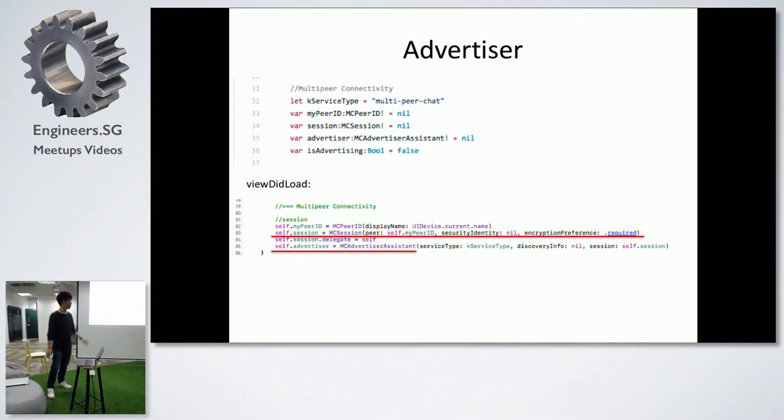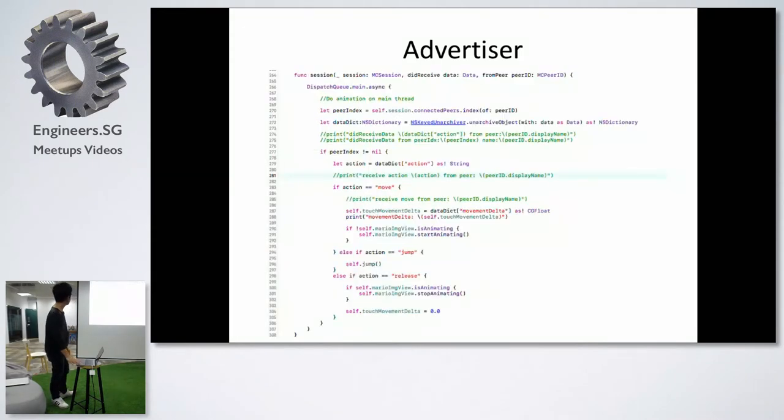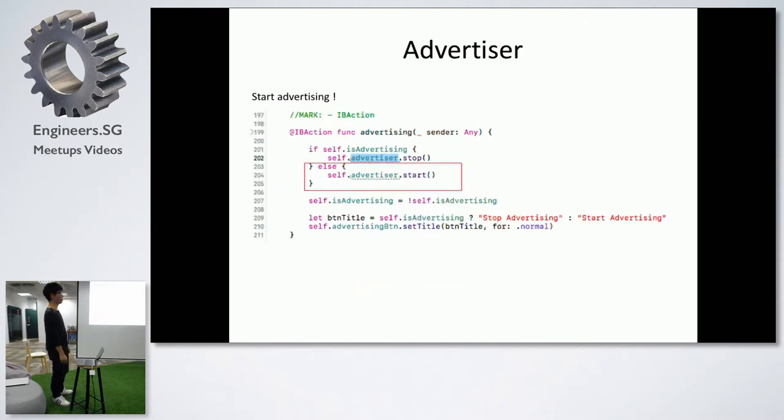Since we are the advertiser, you just initialize a new object of the advertiser. And this is one of the delegate methods, didChange, so you can detect whether it's connecting, connected or not connected. Don't bother about the code first, we just care about the delegates. This is the part where you receive the data. If two devices are connected and one device sends data to another, this is where you will process the data that's received. And you start advertising, and that's where the advertiser advertises its service. So it's already running up to here.